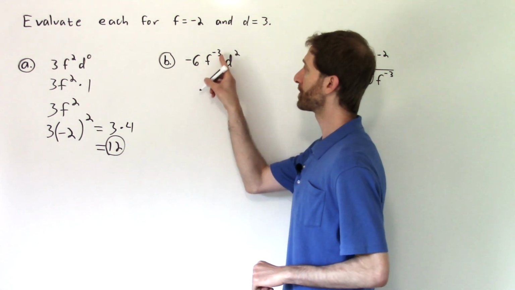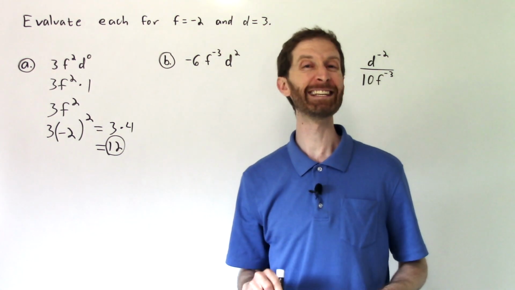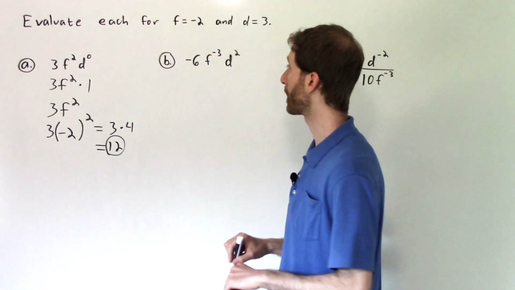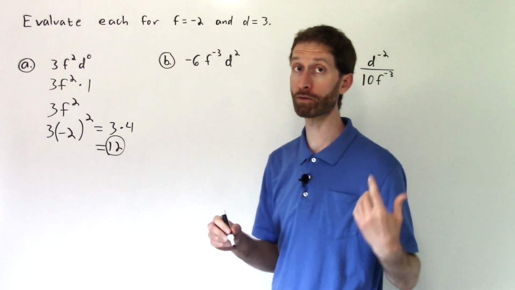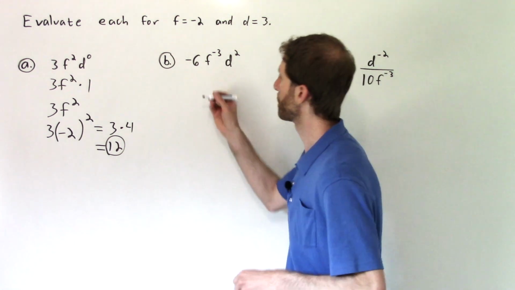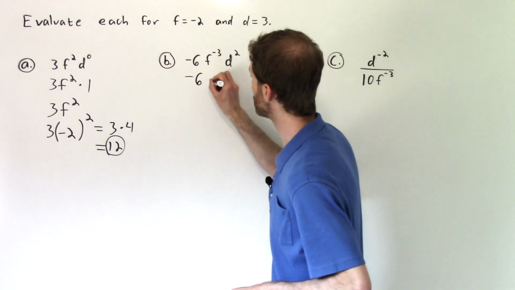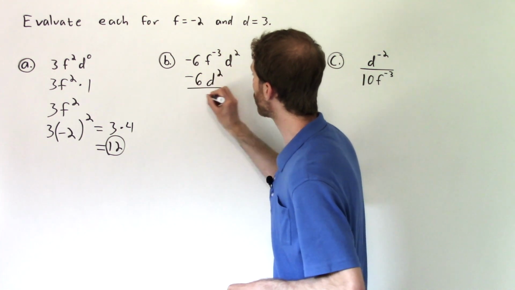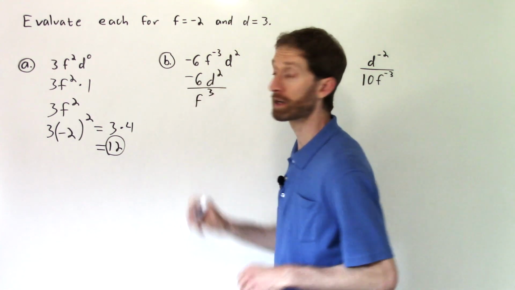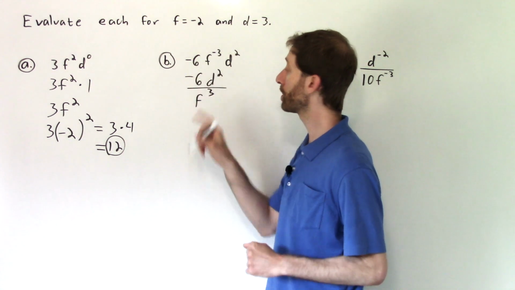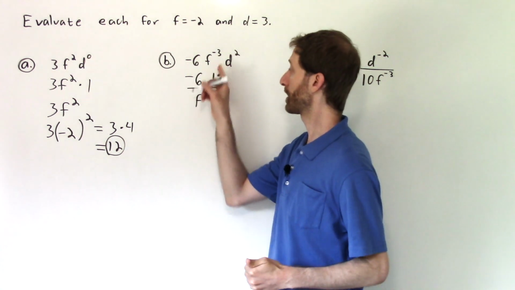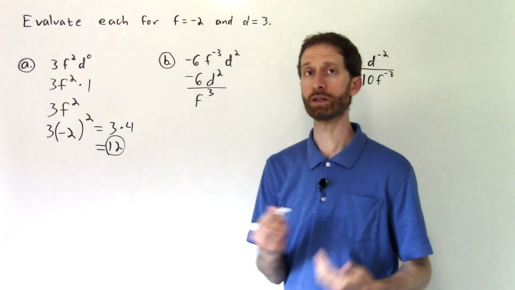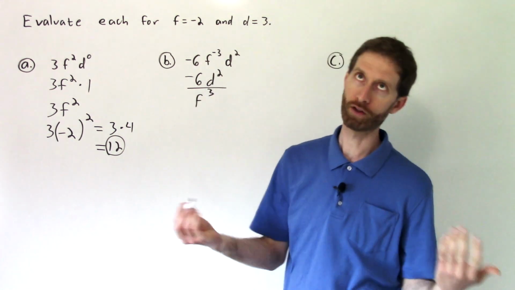-6 times f to the -3 times d squared is what we're looking at. We can do a little bit of simplifying here. We can simplify f to the -3. The d squared is just going to stay. So this becomes -6 d squared all over f to the 3rd. Because we have that negative exponent up here, as we've seen in previous videos, we bring the f to the -3 into the denominator. That's what the negative exponent does with the f.